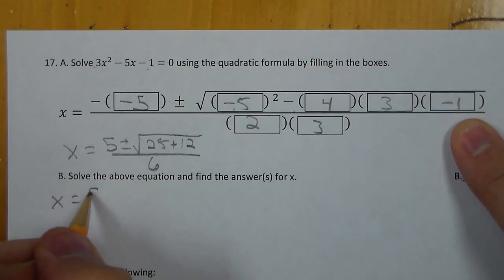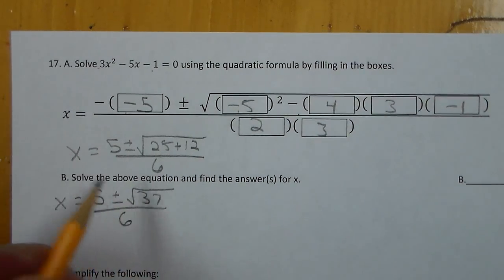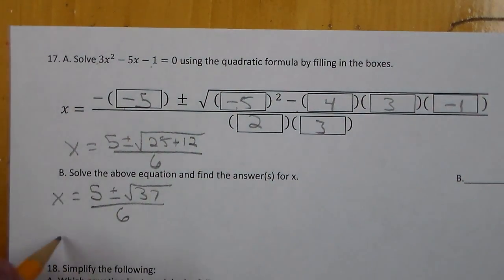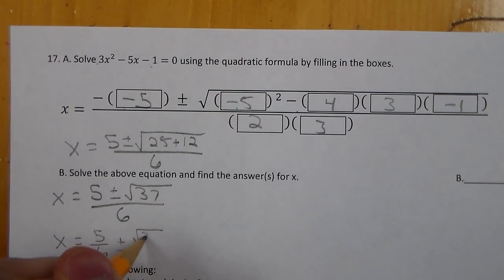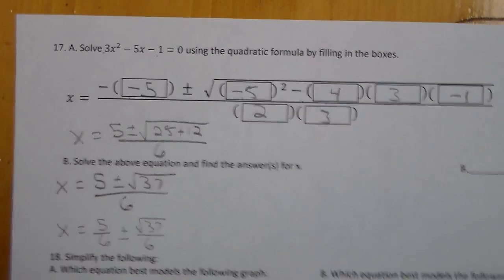which is now 5 plus or minus the square root of 37 over 6. 37 is not going to simplify as a radical, so we're going to write 5 over 6 plus or minus root 37 over 6. Or you could write it in this form.